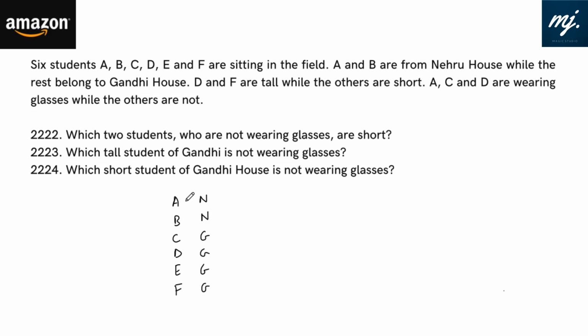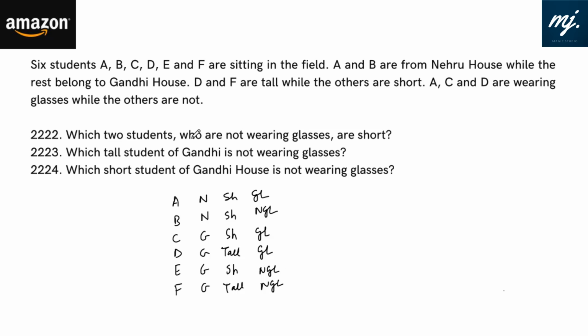D and F are tall. D is tall, F is in the tall category, while the others are short. A, C, D are wearing glasses. A wearing glasses, C wearing glasses, and D wearing glasses. The rest have no glasses. Fair enough.